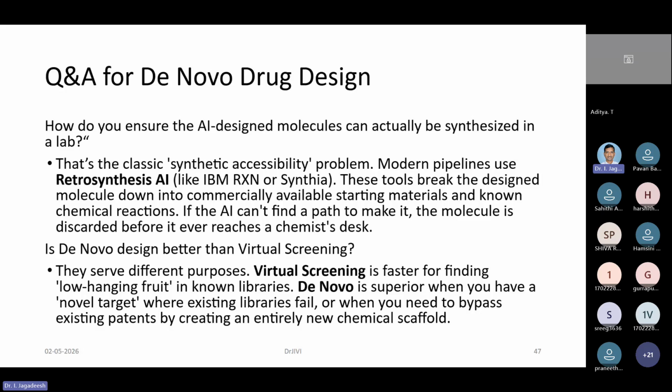You also need it to bypass existing patents. Even if we synthesize a molecule, if it already falls under a similar hit or lead, we cannot patent it and all our money is wasted. We will not earn money because the original patent holder will sue us. That is the reason de novo is better in those cases, not virtual screening, because virtual screening libraries are almost all explored and we cannot find anything new. Creating an entirely new molecular scaffold is possible only with de novo design.